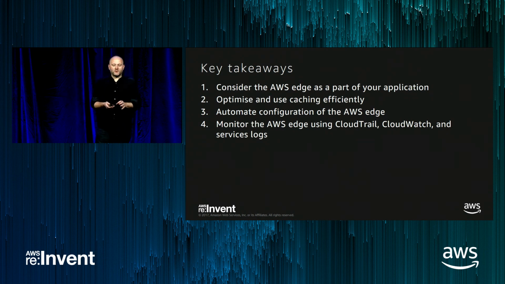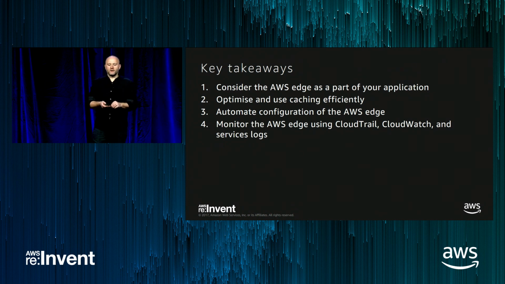Key point is to optimize and use caching efficiently. So your aim is to maximize your cache hit ratio so that as much content can be served out of the CloudFront cache as possible. So try and be as efficient as possible. So reduce the variability, reduce how much you forward back to your origin.